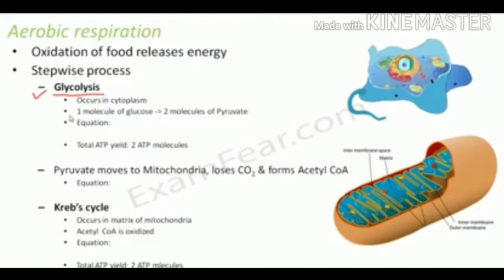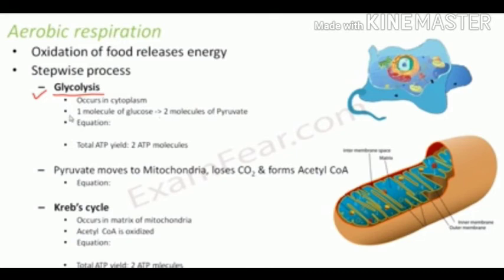So what happens to this pyruvate? This pyruvate which was created in the cytoplasm will move to the mitochondria. Mitochondria क्या है? Mitochondria हो गया ये सेल का, it is the powerhouse of a cell, or it is an organelle where power generation take place. And this pyruvate moves to mitochondria. It will lose carbon dioxide and forms acetyl coenzyme A.